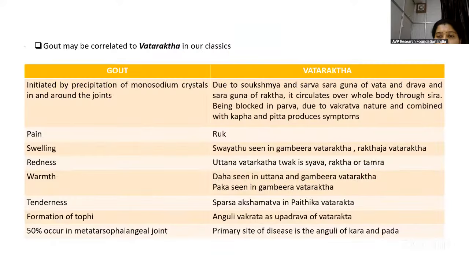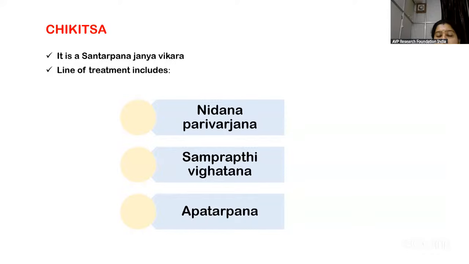Now, these are some of the correlations we can find as similarities between gout and Vatarakta. In both cases, you have pain, swelling, redness, warmth, tenderness, and formation of tophi, that is, the curling of your joints. So, in Ayurveda, gout may be correlated with Vatarakta. Now, the Chikitsa in Ayurveda can be broadly classified into Nidana Parivarjana, Samprapti Vighatana, and Apatarpana.